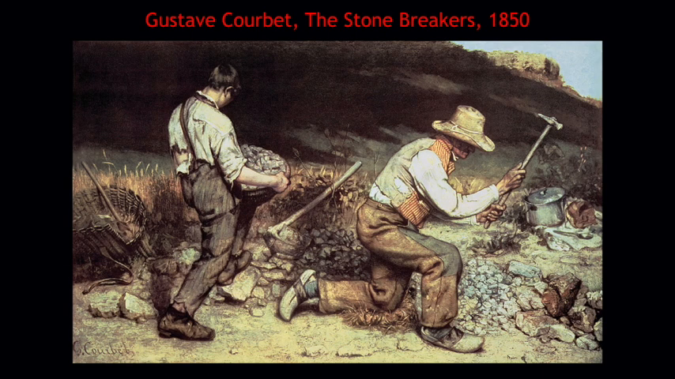Okay, this is Courbet's Stonebreakers, and this is the first time I think I've shown you a painting that doesn't exist anymore. This painting was destroyed, I think, during World War II. So we have a photograph of it, but we don't have the painting anymore. But it's really important in the history of realism, so it's a good jumping off point.